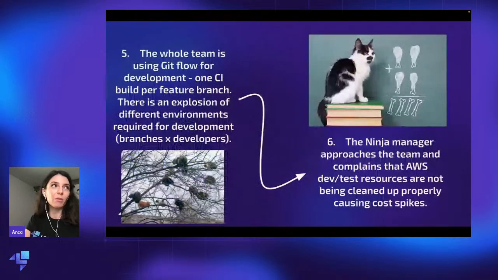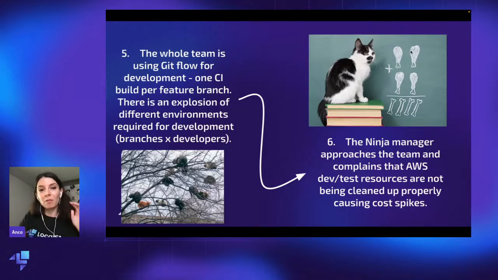Next up, you can imagine that the whole team is using Git flow for development. That means one CI build per feature branch, and there's an explosion of different environments and resources, thus spiking up the cost. And so the manager complains about it and is trying to tone it down in terms of cost. But luckily, LocalStack and Testcontainers work beautifully in that regard.